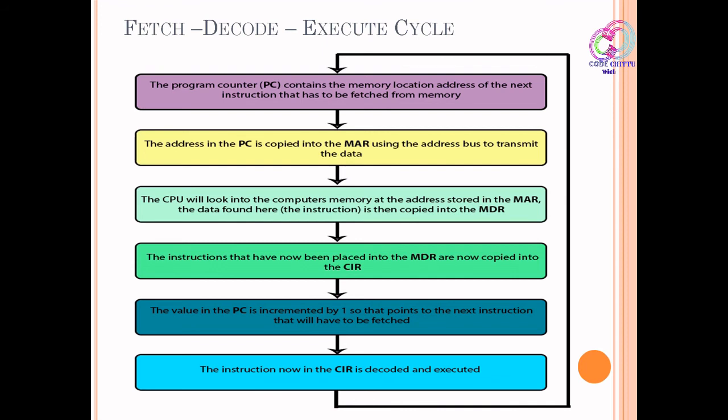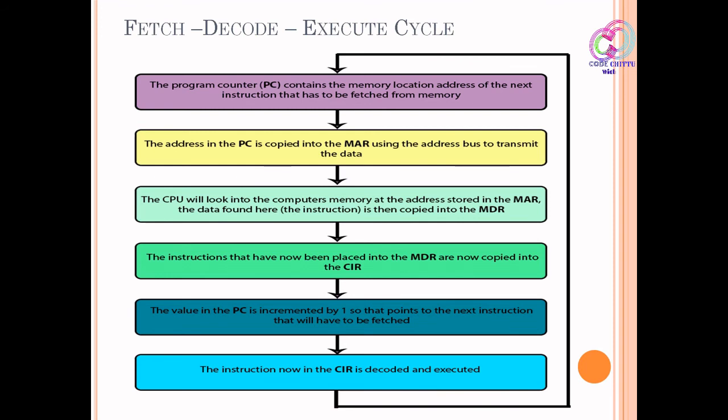After the fetch, the PC is incremented by 1, meaning one instruction is fetched and it is incremented so that it points to the next instruction to be fetched. So it is ready for the next instruction. But what we fetched from the MDR, which is now in the CIR, has to be executed first. So the instruction in the CIR is decoded and executed. Once it is executed, the PC is incremented again.